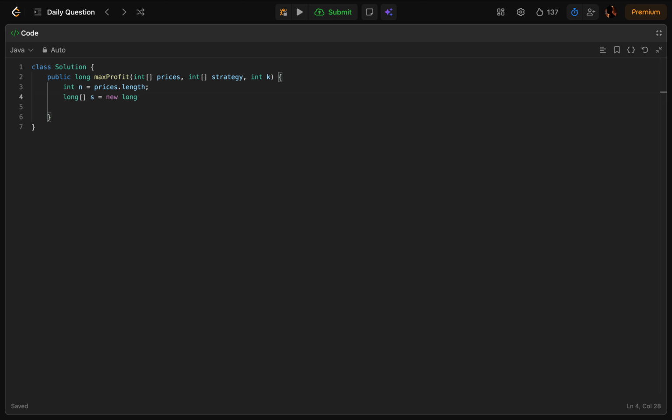So new long[n + 1], and here we are putting a semicolon obviously. Then we are creating another sub array, or you can say an array, new long[t + 1].